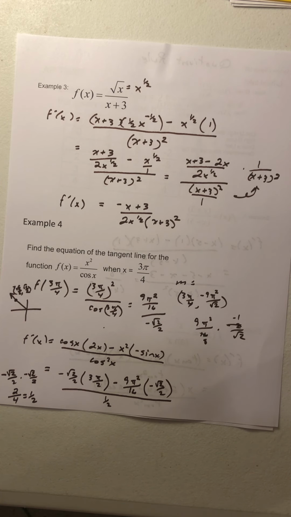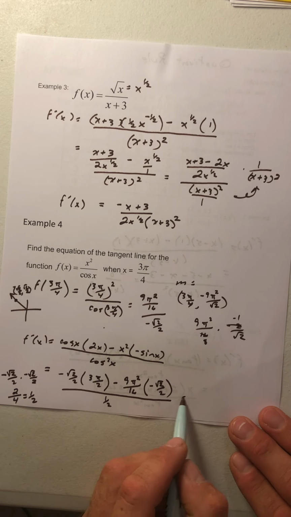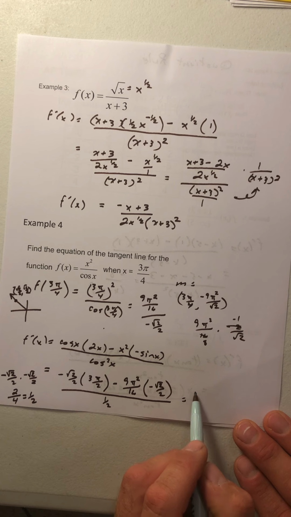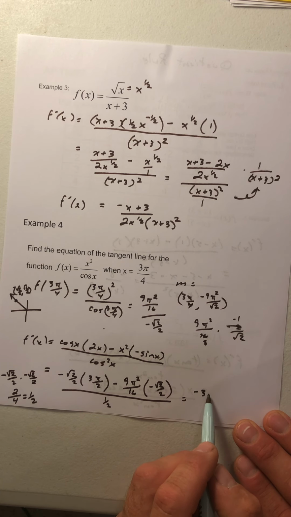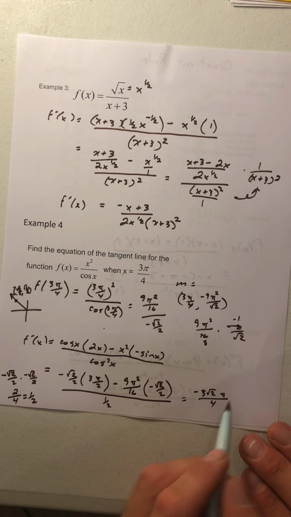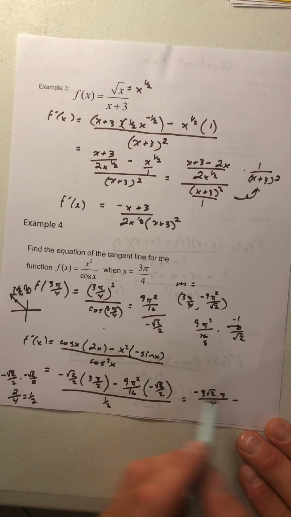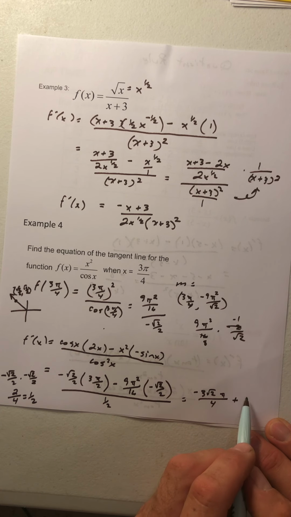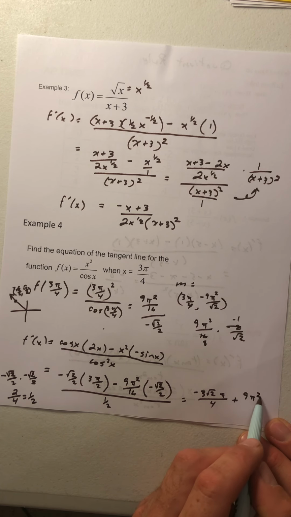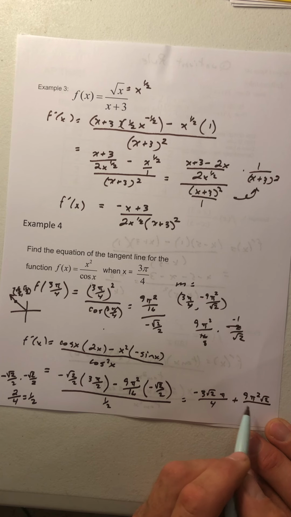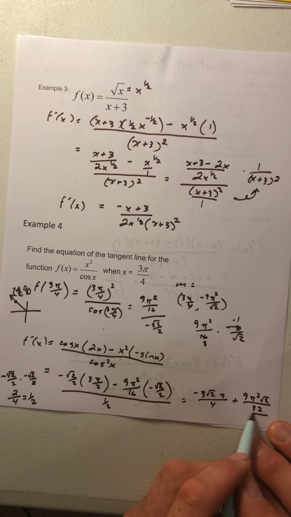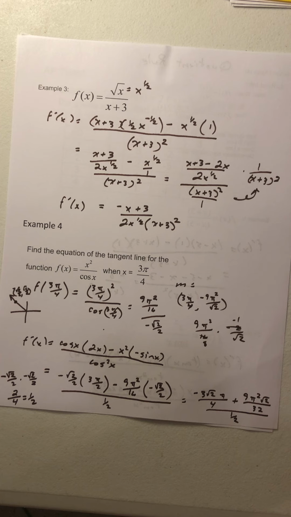Very ugly, ugly, ugly slope there, isn't it? Let's see, we can go ahead and clean that up. Running out of some room here, though. So we get negative 3 radical 2 pi over 4. A negative times a negative gives us a positive. Here we have 9 pi squared radical 2 over 32, and that's all over 1/2.